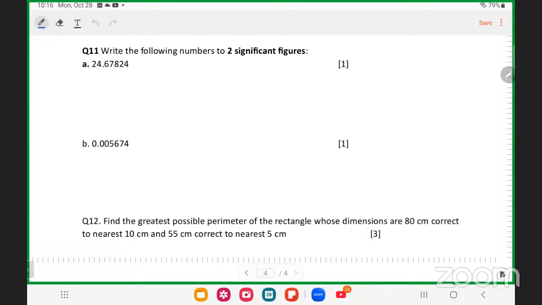Write the following numbers correct to two significant figures. Consider one extra digit, it is greater than 5. Add 1 to the previous digit. These are not significant. These two are significant. Add 1 to the previous digit, 0.0057.